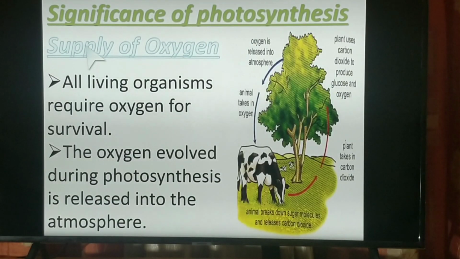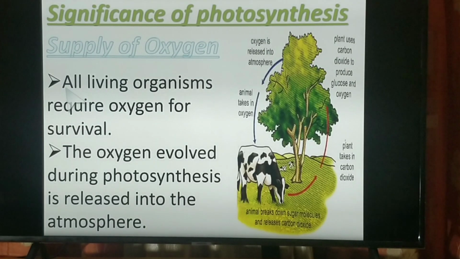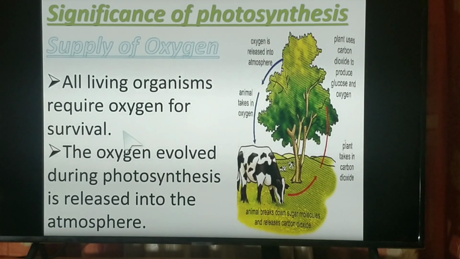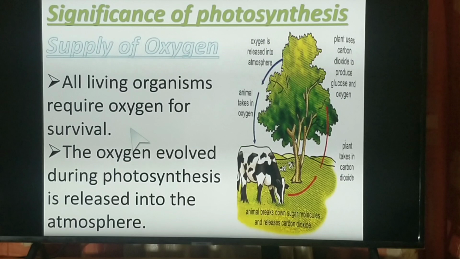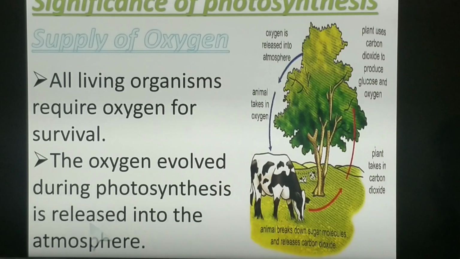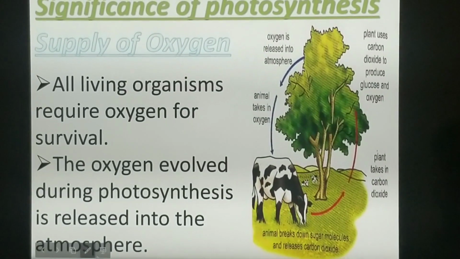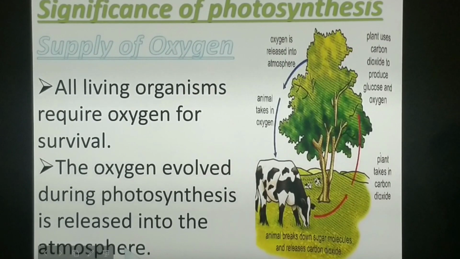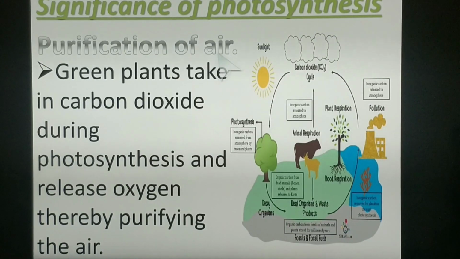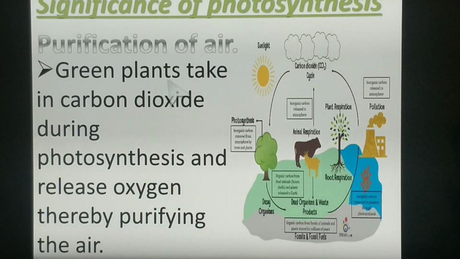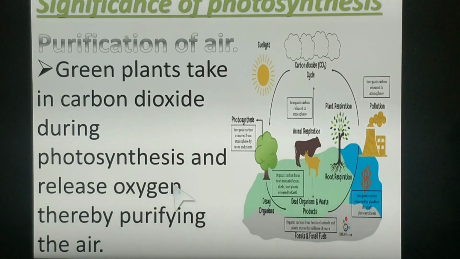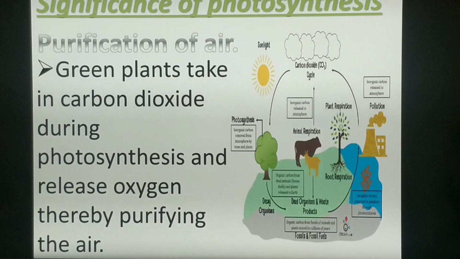Photosynthesis also supplies oxygen. All living organisms require oxygen for survival. That means all living organisms need oxygen to stay alive. The oxygen evolved during photosynthesis is released into the atmosphere. Photosynthesis also helps in purification of air. Green plants take in carbon dioxide during photosynthesis and release oxygen, thereby purifying the air.